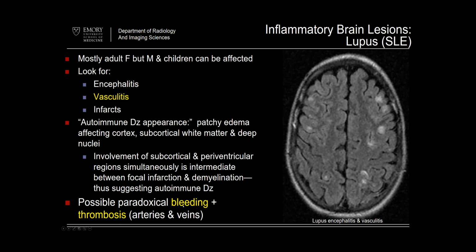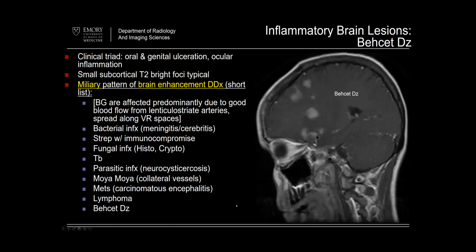One of the times I think about it in particular is when there's sort of a paradoxical combination of bleeding and thrombosis. And don't forget that arteries and veins can both be affected. It's good to carry around the differential diagnosis for a miliary pattern. So this is a miliary pattern, and here's some of the things.